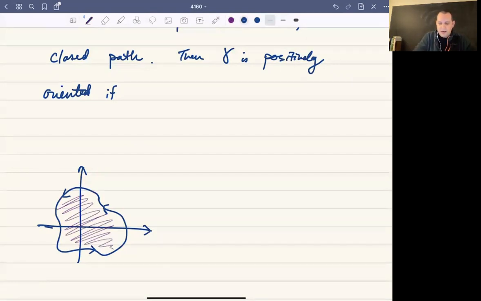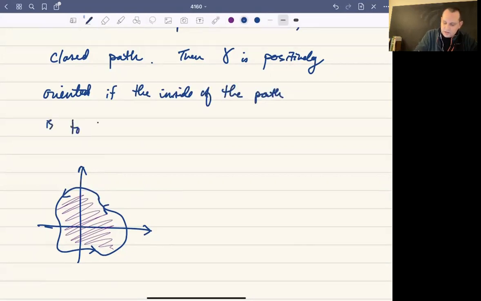And it's going to be positively oriented. This curve will be positively oriented if, as you travel along the curve, inside of gamma is always to the left of where you are. So if you were to just walk along this path, and if you were to stop at any point, inside the path is to the left of where you are. So that's positively oriented.